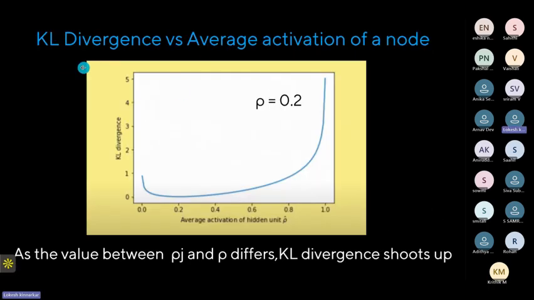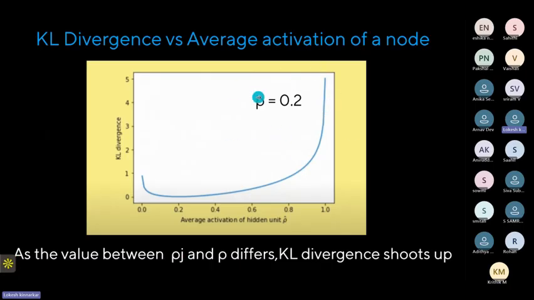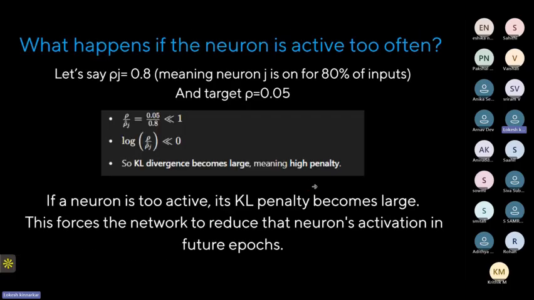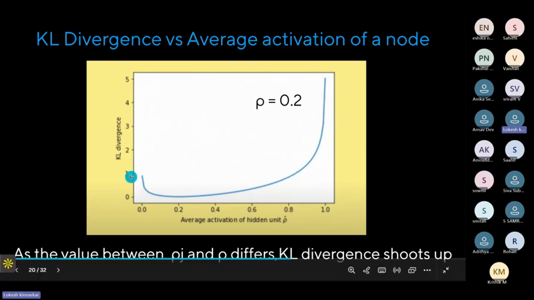And this is the graph of KL divergence versus the average activation of a node. On the y-axis we have the KL divergence, and on the x-axis we have the average activation of a particular neuron in the hidden layer. Let's say that I have set the sparsity parameter as 0.2. What this means is that I want a particular neuron to be active only for 20% of the time. If we consider the previous example, where the average activation for a particular neuron is 0.8, you can observe that the KL divergence is becoming close to 1.